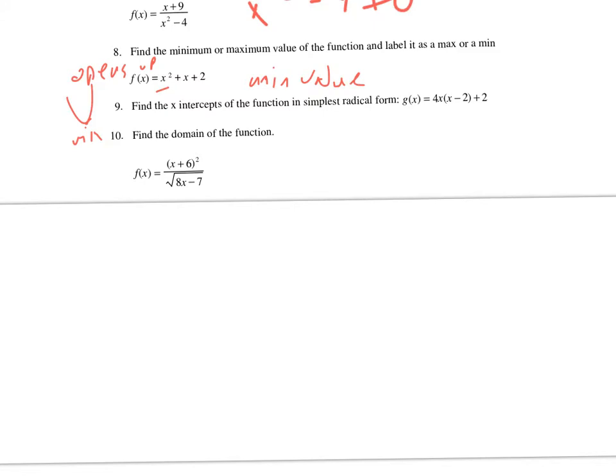All right, next up, domain on this one. When you have a radical in the denominator, the inside is always greater than 0. If the radical is in the numerator or there is no denominator, then it's greater than or equal to, but the denominator cannot equal 0, so that's why it's got to be like that. So I'll let you guys solve that one and put your answer in interval notation.